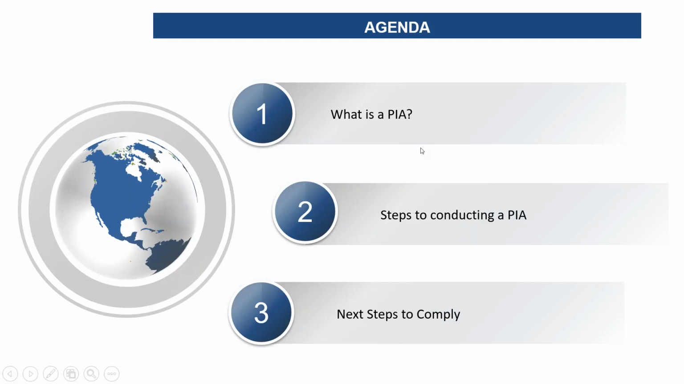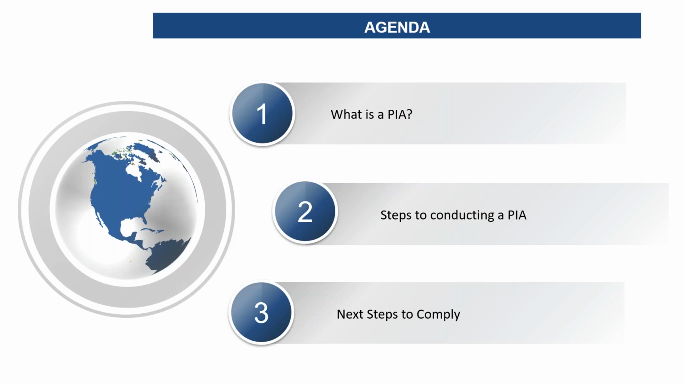There we go. Okay. So the agenda for today is threefold. We're going to go over what is a PIA, or Privacy Impact Assessment, steps to conducting a PIA, and then third, the next steps to comply with GDPR and, on more of a global scale, for the upcoming data protection regulations across the globe.